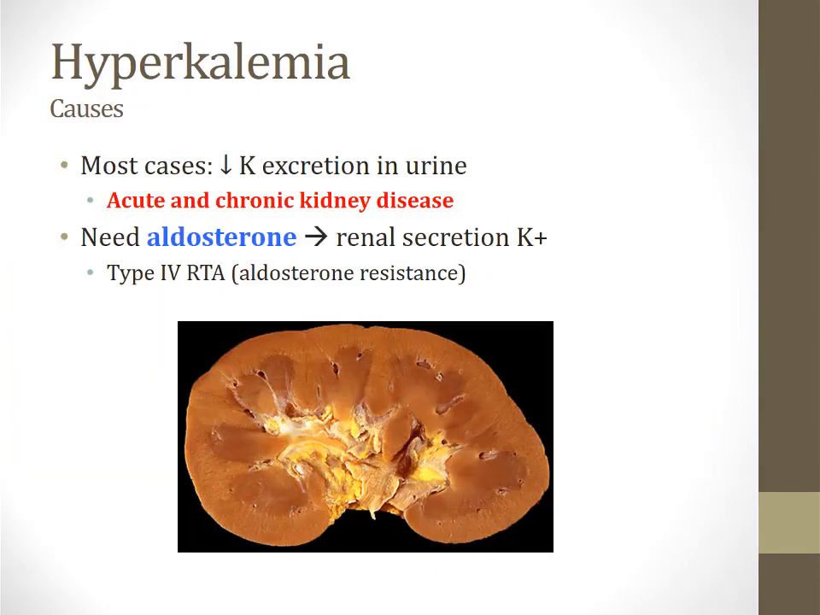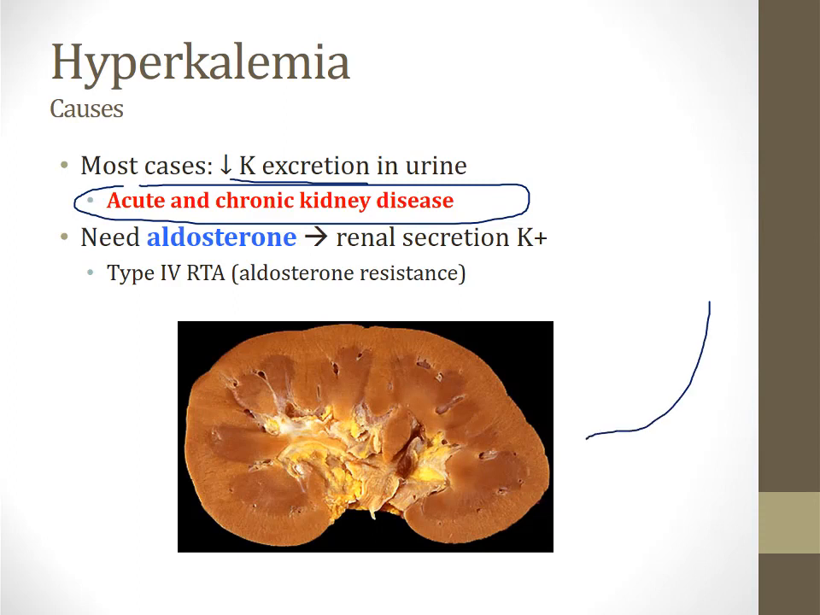Let's talk about the causes of hyperkalemia. Far and away, the most common cause of hyperkalemia you will see clinically is acute or chronic kidney disease. You need your kidneys to excrete potassium, and when the kidneys get sick, there's decreased potassium excretion in the urine. And this is a cross-section of a kidney here on the screen just to remind you of this. You also need aldosterone to secrete potassium. Remember that aldosterone triggers renal secretion of potassium. So in patients with a type 4 renal tubular acidosis, they have aldosterone resistance, and these patients also develop hyperkalemia. And I talk about this in the video on RTAs.